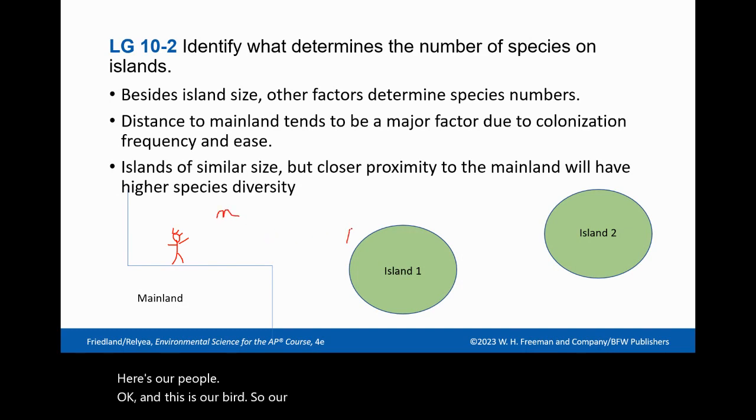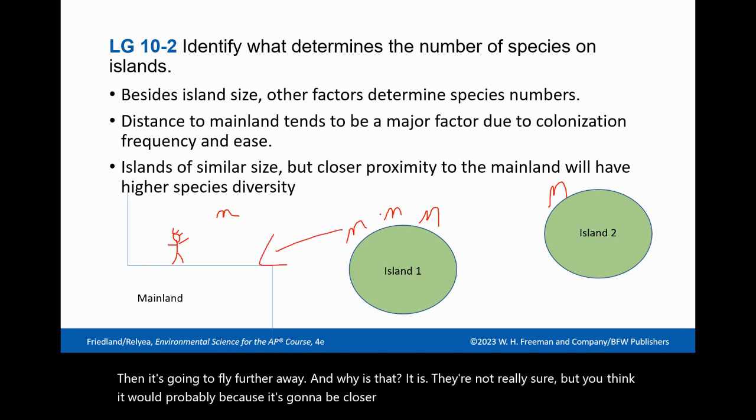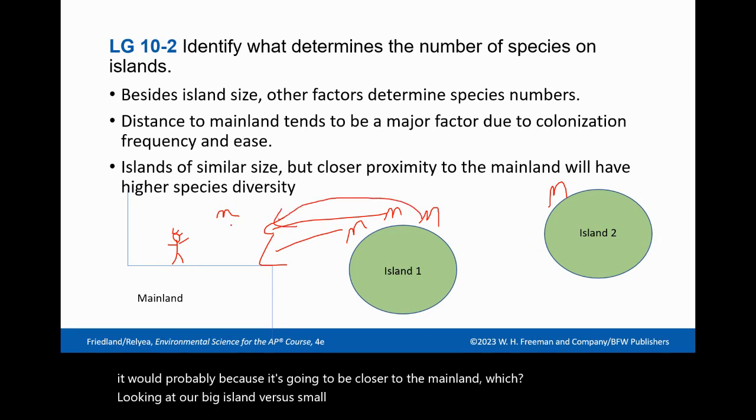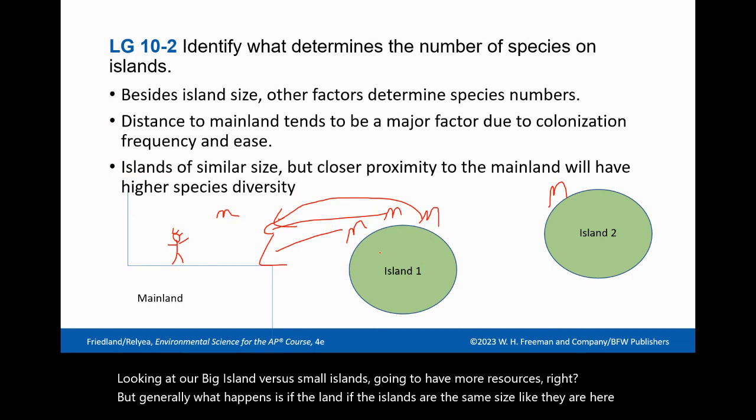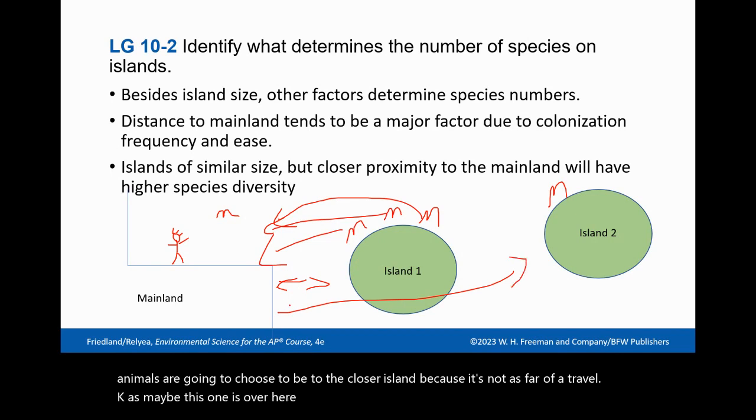So our bird is going to always choose to fly somewhere closer than it's going to fly further away. And why is that? They're not really sure, but you think it would probably be because it's going to be closer to the mainland, which looking at our big island versus small island is going to have more resources, right? But generally, what happens is if the islands are the same size like they are here, animals are going to choose to be to the closer island because it's not as far of a travel, okay, as maybe this one is over here. And if you need to travel back for resources, it's not that hard.